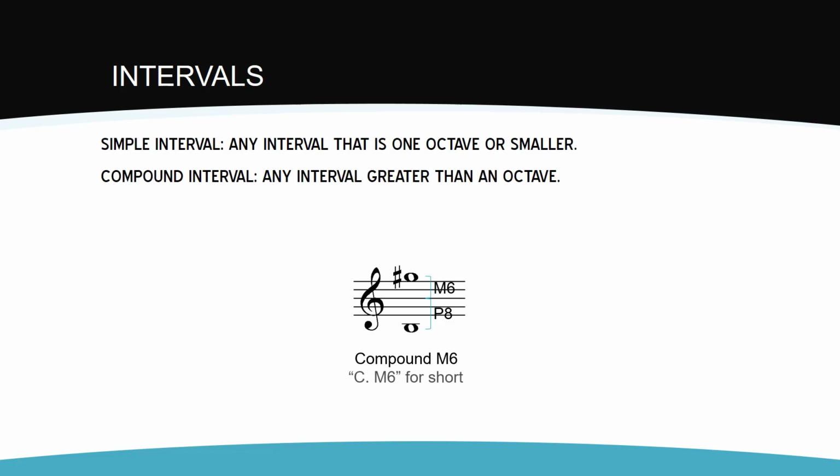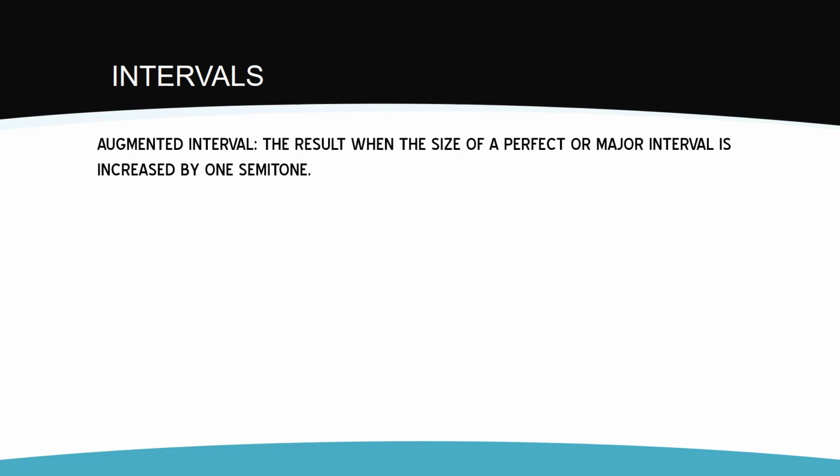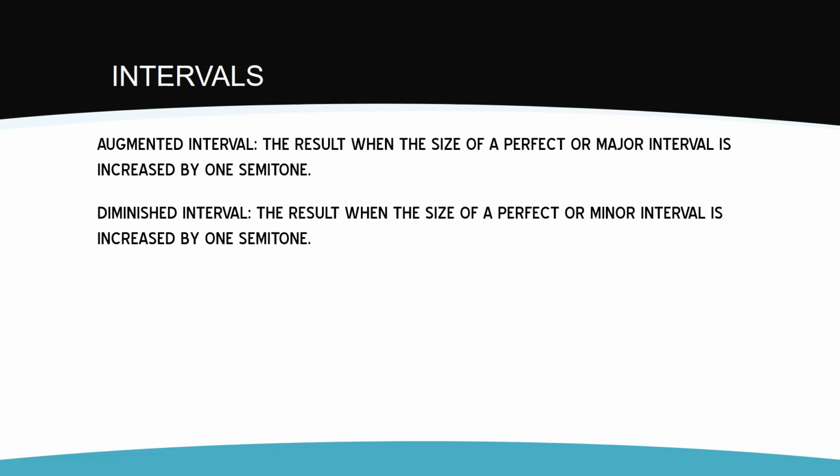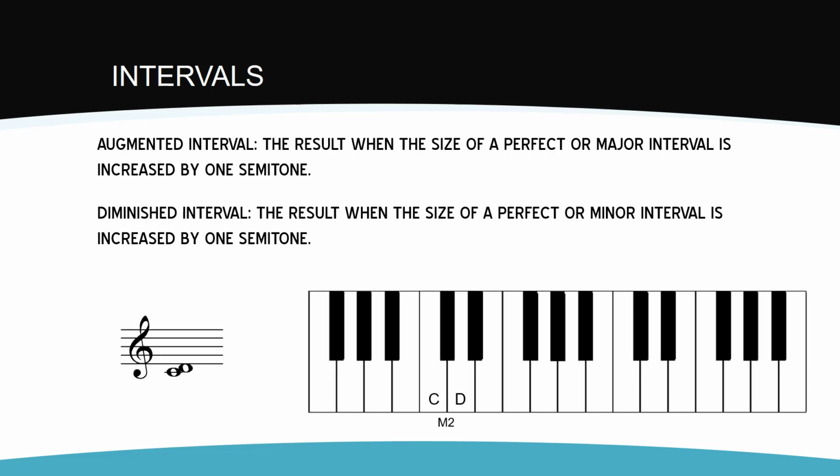We can take any interval and make it larger or smaller. To make an interval larger is to augment it. To make an interval smaller is to diminish it. For example, let's look at the major second between C and D. It is a major second because there are 2 pitches contained in the interval and there are 2 semitones. If we add a sharp to the D, we have made the interval 1 semitone larger. There are still 2 pitches contained in the interval, some kind of C and some kind of D. But now there are 3 semitones. This is called an augmented second.